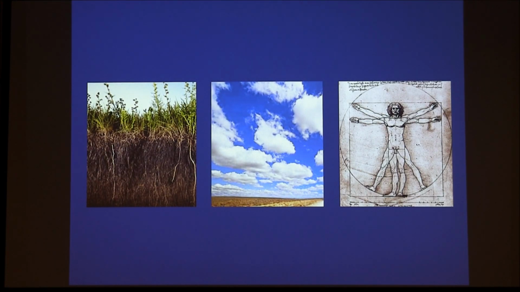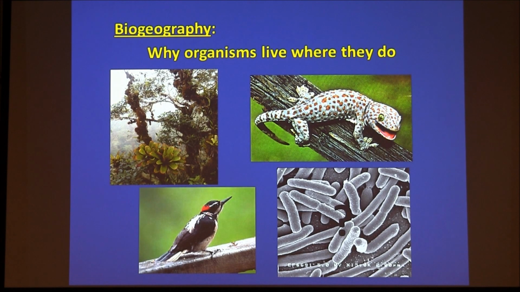Okay, so what I want to do the rest of the talk today is give you 3 short examples of how some of our work in a variety of different systems has, I think, told us some interesting things about microbial ecology and about microbial diversity in general. And we probably couldn't pick 3 more different study systems. So soil, the near surface atmosphere, and the human body. And I'm going to pick examples that all focused on biogeography.